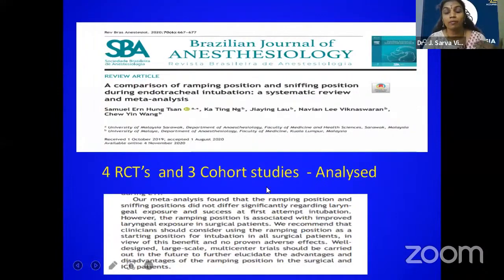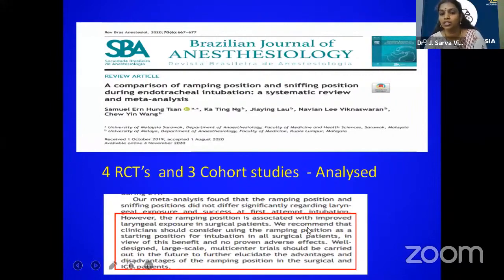On reviewing the meta-analysis, this was published in the Brazilian Journal of Anaesthesiology. It was a meta-analysis comparing the ramp position and sniffing position, done by Samuel et al. They analyzed 4 randomized controlled trials and 3 cohort studies, and they concluded that the ramping position is associated with improved laryngeal exposure in surgical patients. They recommended that clinicians should consider this position for intubation in all surgical patients.